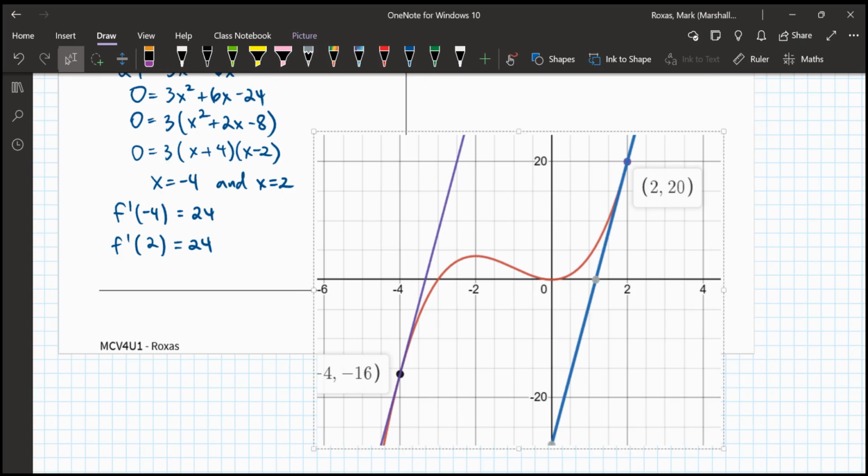So here I've just put a copy image from Desmos, and what you see here in red is the function f of x, right? And here are the points. At 2 and at negative 4, you have these two tangent lines, and they're parallel to each other, and they have a slope of 24. So it's possible to have more than one solution. You can have a tangent line that has the same slope as another tangent line somewhere else, and that's possible.